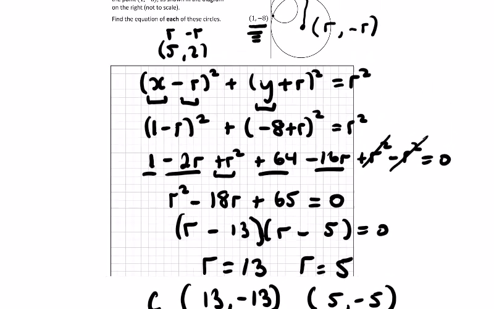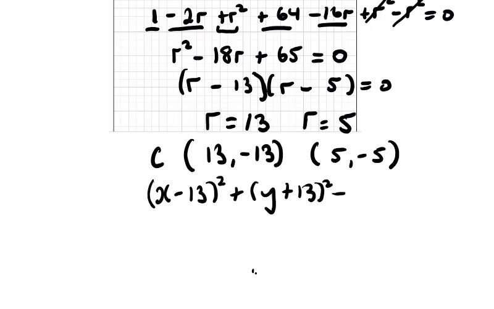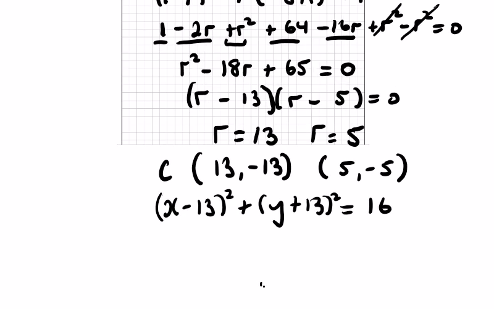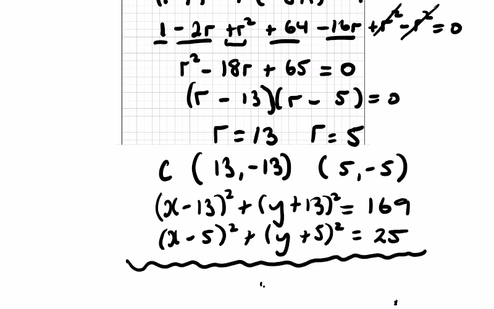And we're asked for the equations of each of these circles. So x minus 13 squared plus y plus 13 squared equals r squared, 169. And then we have x minus 5 squared plus y plus 5 squared equals 25. So have fun practicing these questions, become a master at the circle.